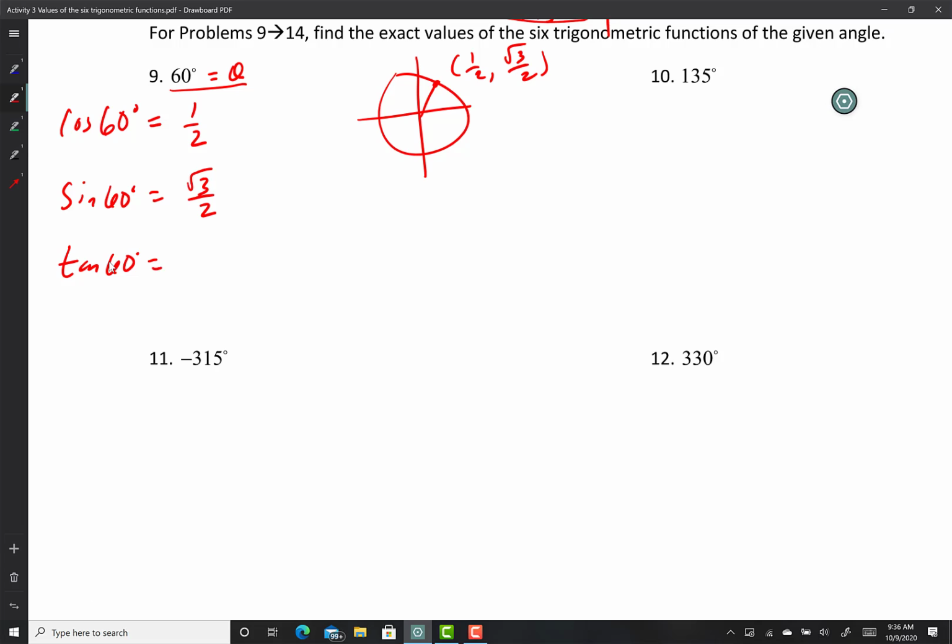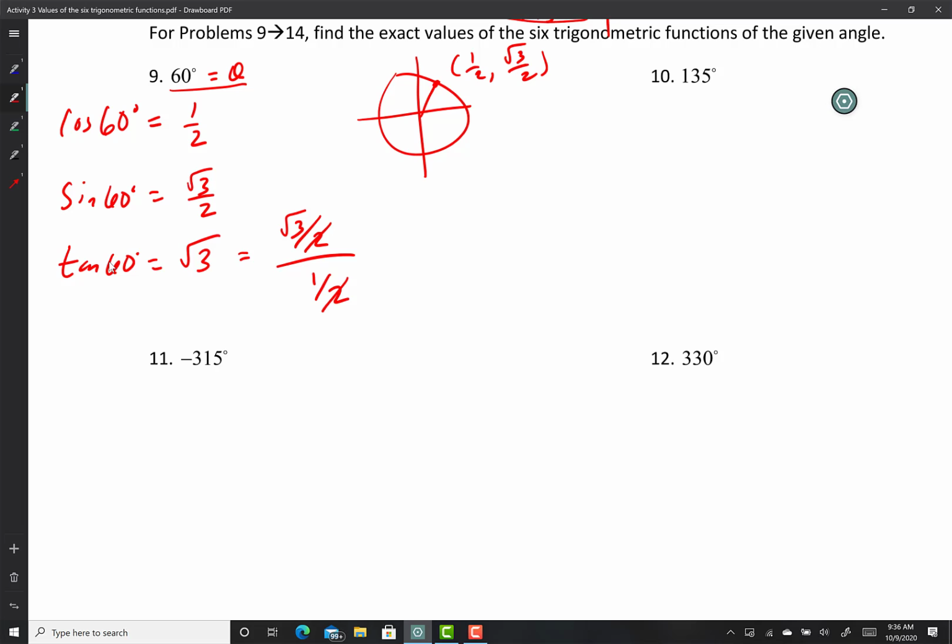Square root of 3 over 2 divided by half, the 2's will cancel out, so you just get square root of 3. For those of you that want to know, what do you mean they just cancel out? You can do keep, change, flip if you want, but see, this 2 is in the denominator of the numerator, and this 2 is in the denominator of the denominator. So they just cancel out. So you just get square root of 3 over 1.